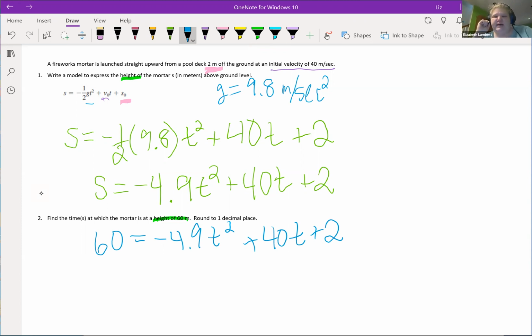Now we could multiply to clear the decimal, but since this is a terminating decimal, just 4.9 without any crazy other numbers, I would leave it like this and plug the decimal into the quadratic formula, because fractions look weird. Decimals, meh. The calculator will handle it, because all we want here is the answers, the times that would be at 60. So to solve this, we're going to throw the 60 over. And then the numbers we are going to plug into the quadratic formula: it is negative 4.9.